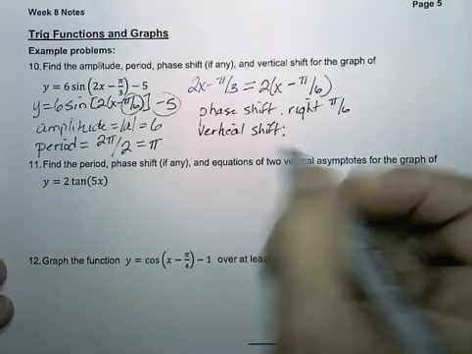For the period, since this is sine, the period is normally 2 pi. To get the period for this one, we're going to take 2 pi over the B. The B is 2. That means our period is pi.